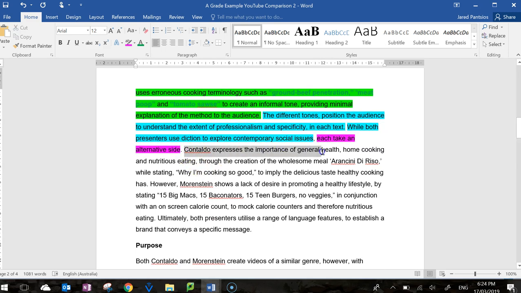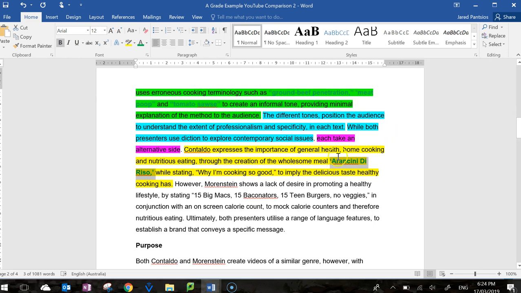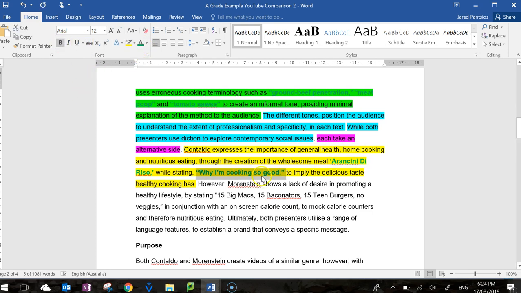Comparative expresses the importance of general health, home cooking and nutritious eating through the creation of the wholesome meal Arantina di Riso, while stating why I'm cooking so good, to imply the delicious taste healthy cooking has. I would instinctively be suggesting to the student to use the why I'm cooking so good, not the title, as an example, although some of your titles might actually allude to, I guess, the context. This doesn't, it's just professional, but the language of Comparative, which we know has somewhat broken English but authentic Italian, would be good.